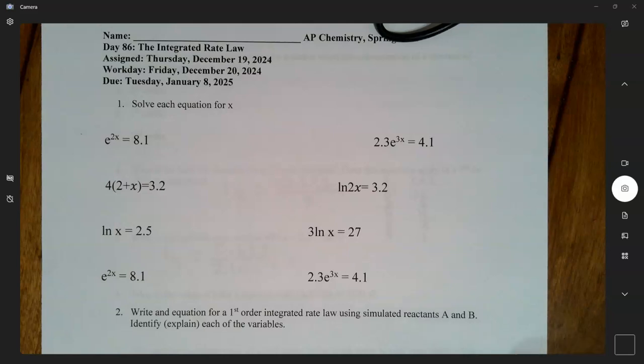All right, AP Chemistry, we're on to the third lesson in the kinetics unit. This is on the integrated rate law. So in this lesson we'll talk about the difference between the integrated rate law and the rate law that we did in the last lesson. All right, so first we need to learn a little bit about how to deal with logs and natural logs.